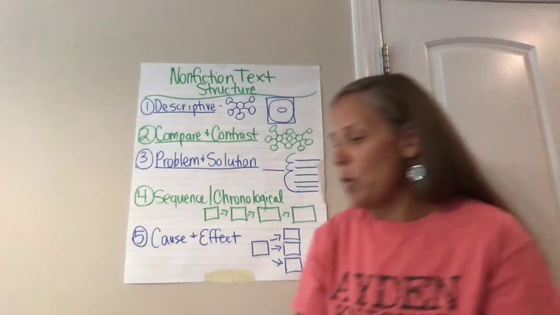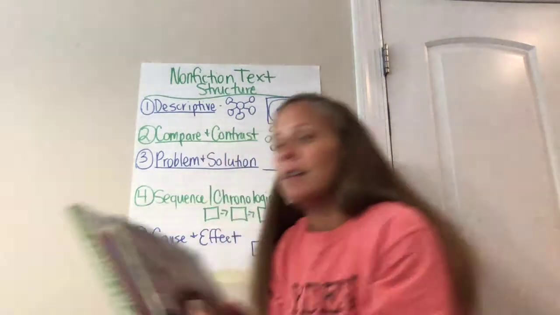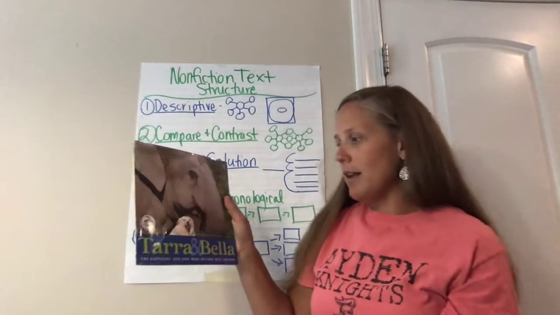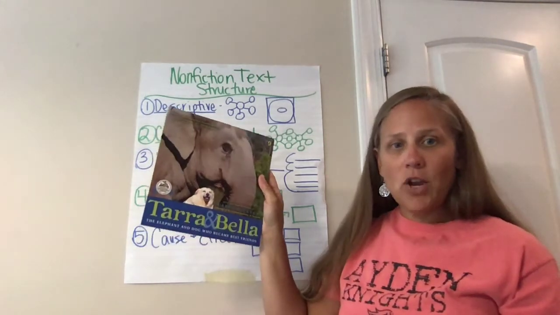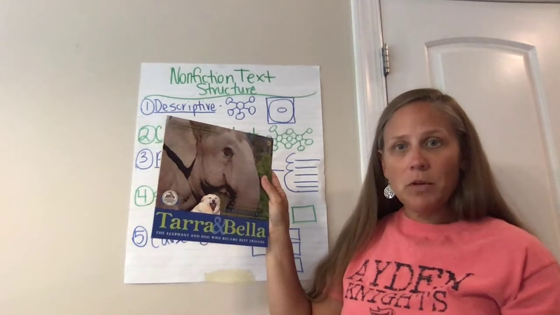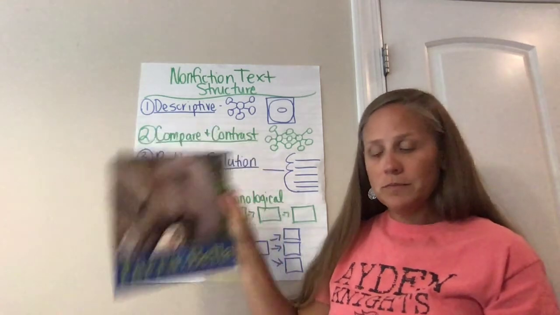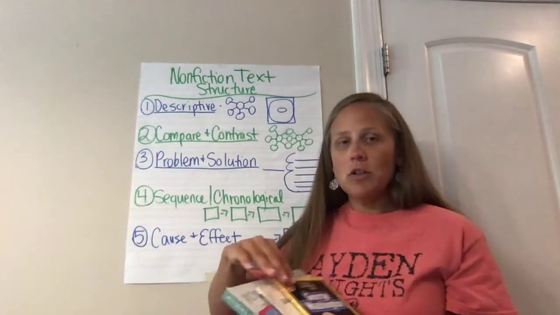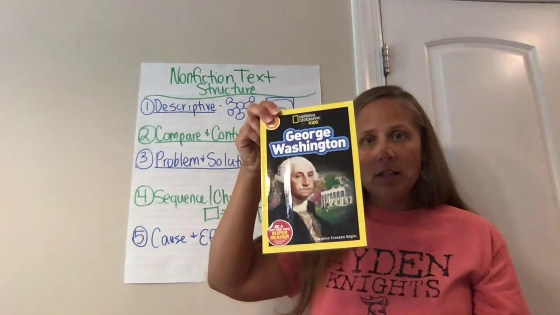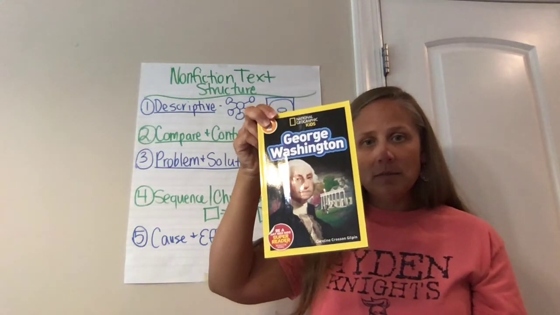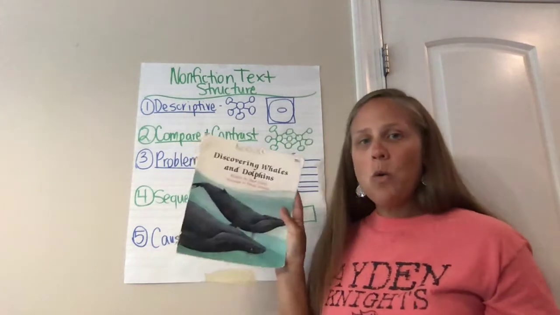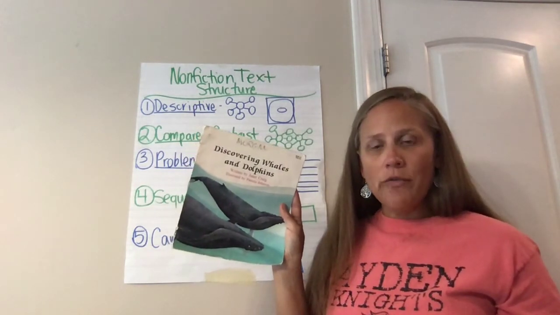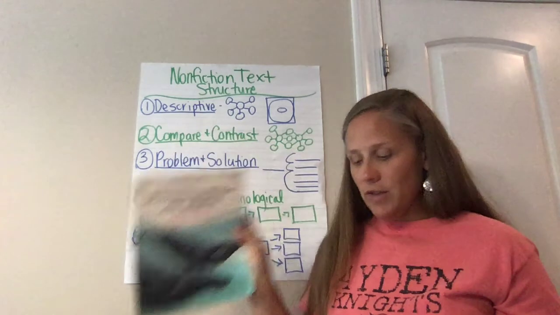Okay, book number 1 is Tara and Bella, the elephant and dog who became best friends. Book number 1. Book number 2, George Washington. Book number 3, Discovering Whales and Dolphins.